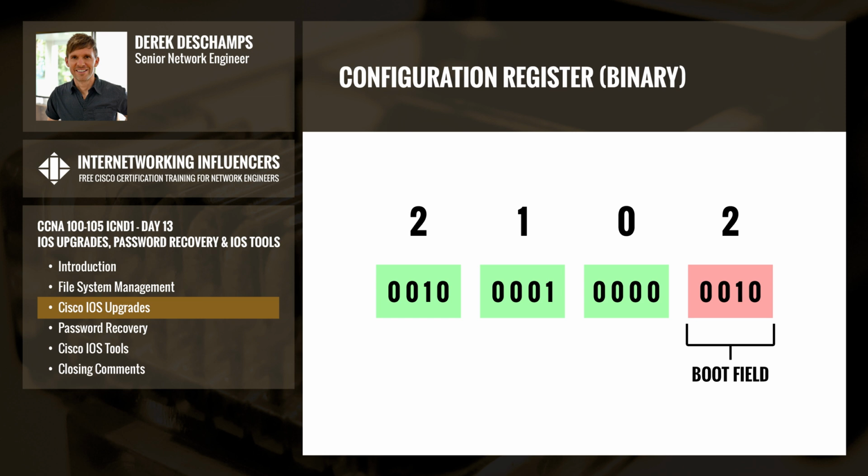When the configuration register is converted to binary, each hexadecimal digit represents 4 bits. The 4 bits associated with the last hexadecimal digit make up the boot field. The boot field is used to specify which Cisco IOS image to load during the boot process.